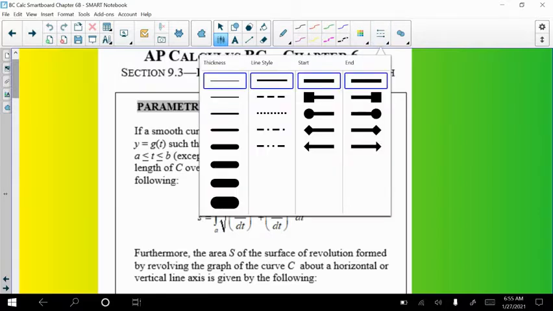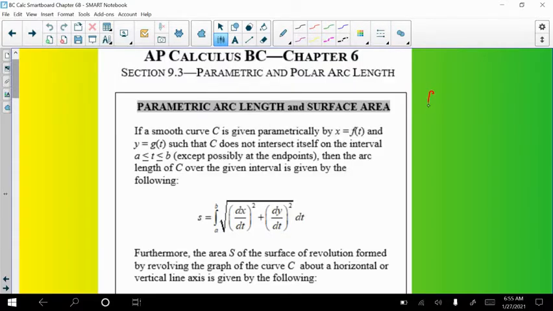So our arc length would be the integral from a to b of the square root of 1 plus f prime of x as a quantity squared dx, right? So we've already done that.